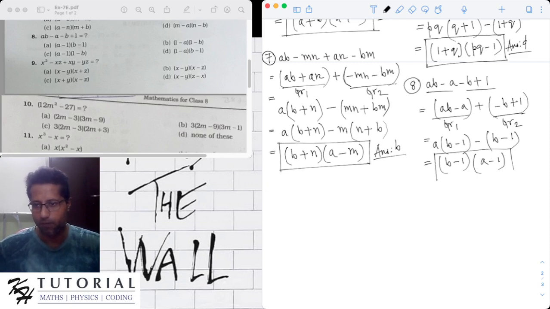So this is the final factorization, and hence the correct choice is A. A is the correct choice. Okay, let's do problem number 9.